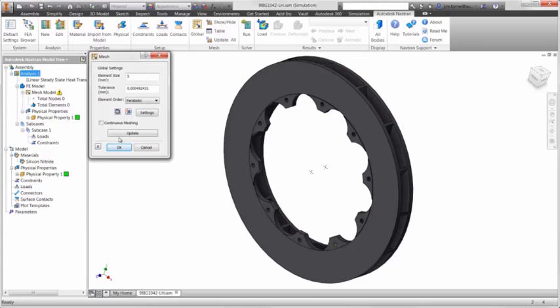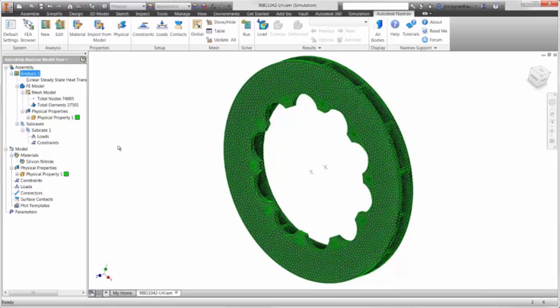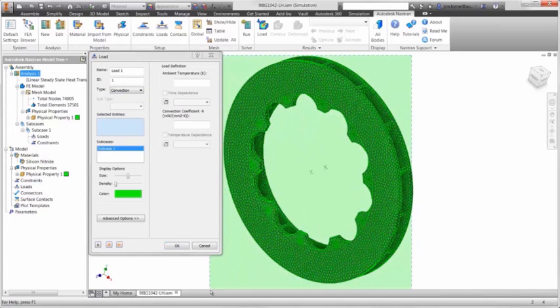It is expected that this model will be used for stress analysis later on, so a relatively fine mesh is desired. For the thermal analysis, we will apply the boundary conditions that simulate the heat flux generated from the friction between the brake pad and rotor, as well as the rate this material releases heat into the surrounding air.